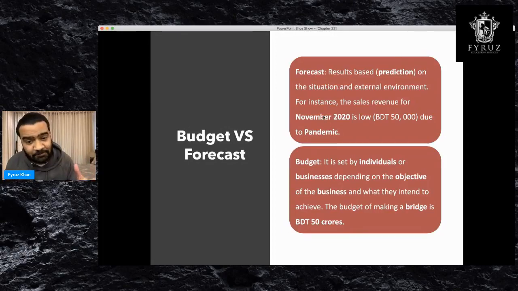But forecast is not a budget. Budget is individual goals or business goals set by individuals or businesses, what you want to achieve. Let's say the budget for making a bridge is 50 crores. So this budget is set by individuals or by businesses. Okay, it depends on what the business wants to achieve or what you want to achieve. So there's a huge difference between a budget and a forecast. So think about that. Okay, so budget is actually set by you, set by the company, set by the individuals, based on what businesses want to achieve.